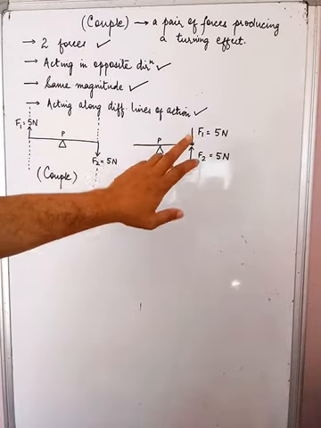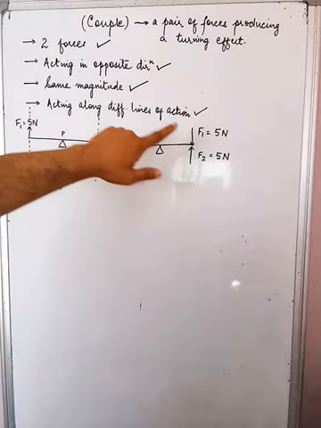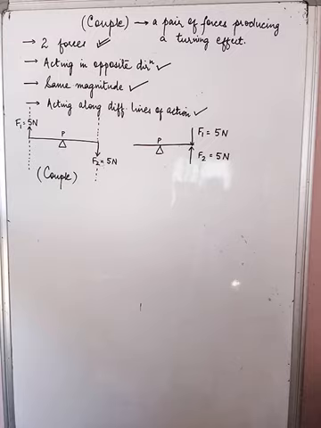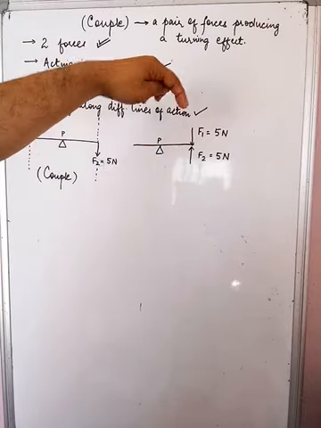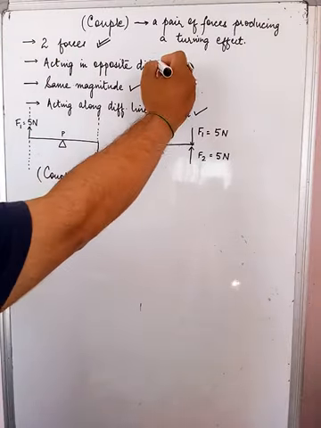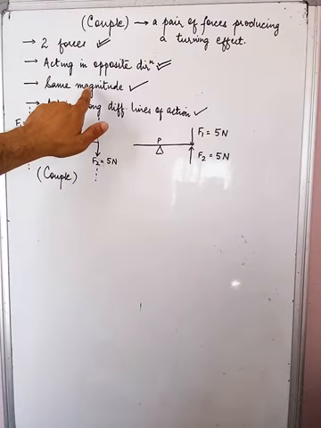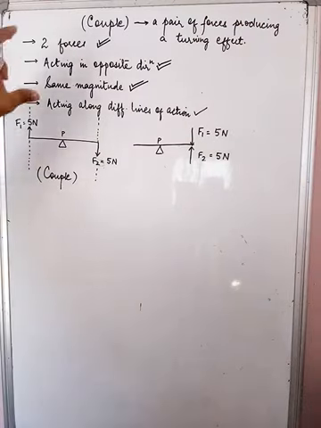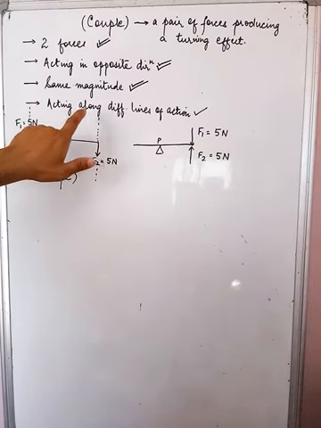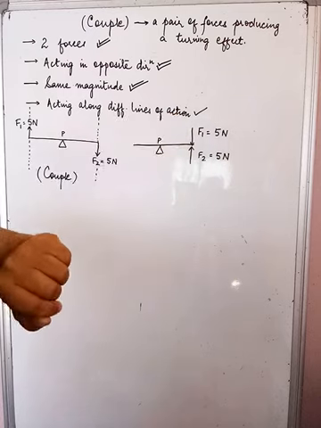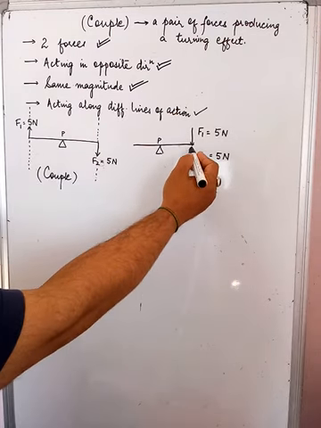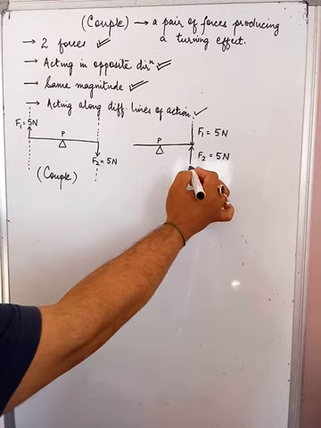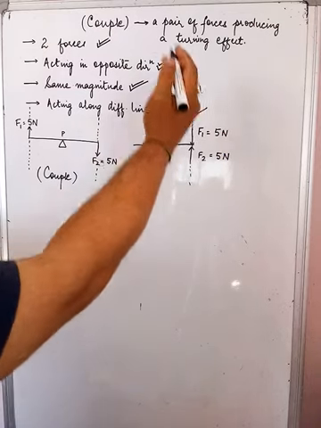So let us check once again. For this setup, are there two forces? Yes, there are two forces, so we will put a tick. Are they acting in opposite directions? One is acting down, one is acting up. So they are acting in different directions. Do they have the same magnitude? Obviously yes. So the first three points are okay. Now the fourth point, acting along different lines of action. The lines of action of both these forces, if you see, it is the same.